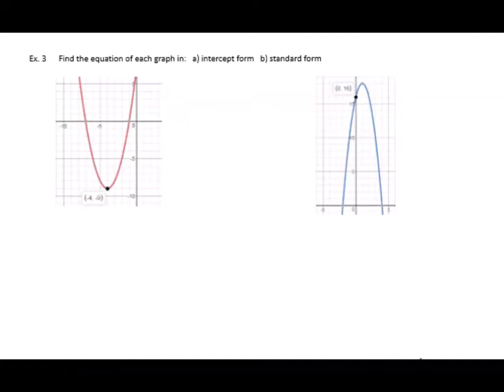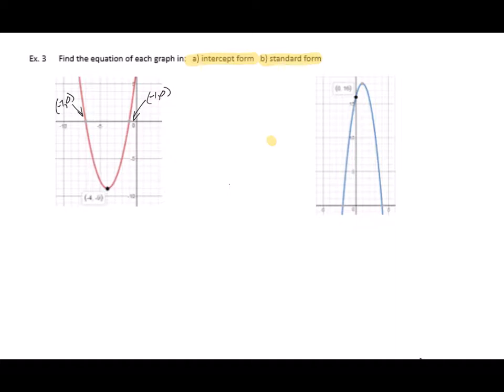For the second part of this video, it's asking us to find the intercept form and then the standard form of each of these two graphs. Now, since we're doing the intercept form, let's just right away say what the intercept form is for our red graph on the left, and we'll go through that, and then I'm going to ask you to do the blue graph on the right.